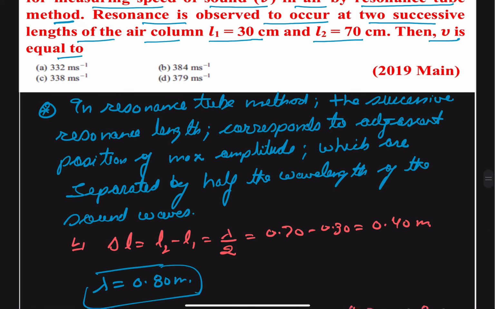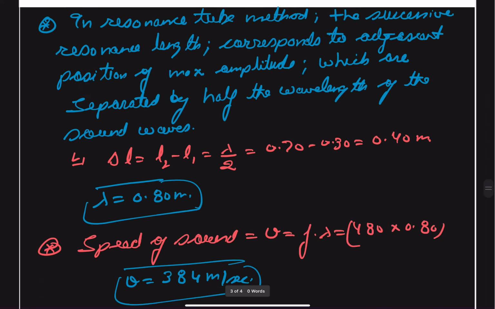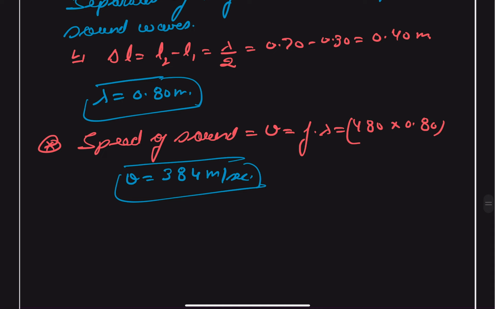So the option number B is correct option. So we say option B is correct. This completes the question.